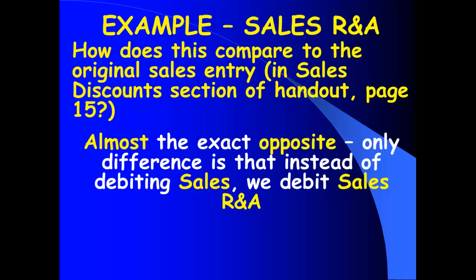So I think that makes it easier. If you know how to record the sale, you're going to remember that the sales return is going to be the opposite. The only exception to that is that we're going to debit sales, returns, and allowances.